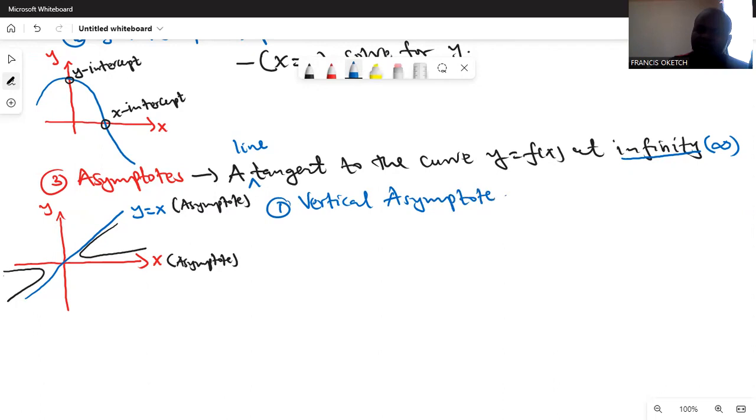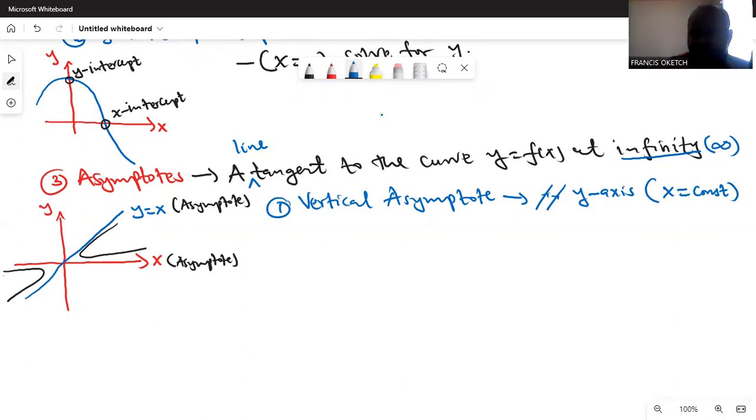So what do we mean by vertical asymptote? It is simply a vertical line, a line that is parallel to the y-axis. And how do we get the equation of a line parallel to the y-axis? The general equation is that x is equal to a constant. That's the general equation of a vertical asymptote. All lines parallel to the y-axis mean x is equal to a constant.